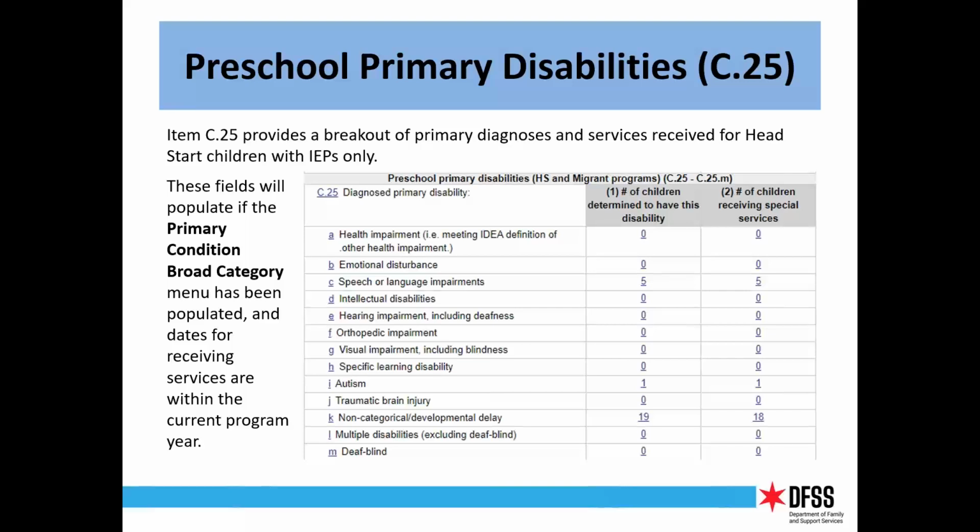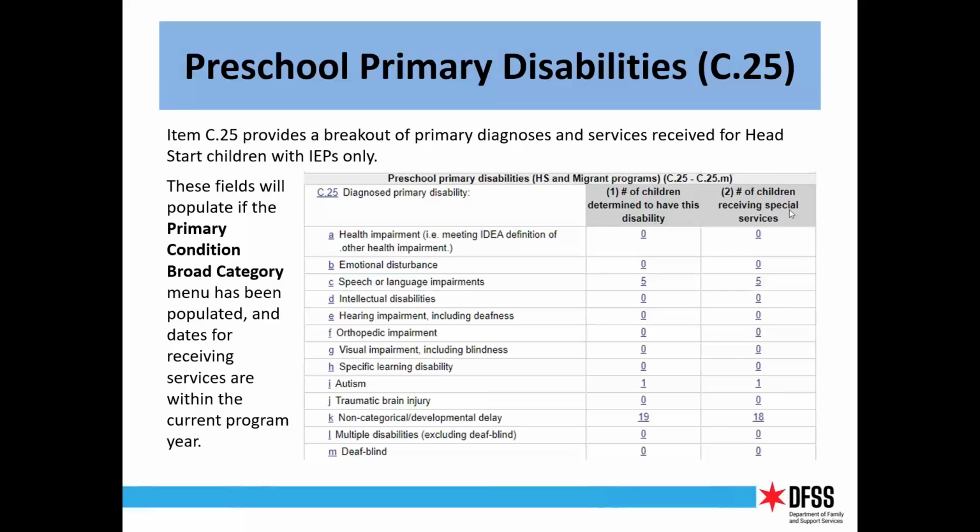Okay. And then we've got item C25, which provides a breakout of primary diagnoses and services, and this is for Head Start children with IEPs only. These fields will populate if the primary condition broad category field in the child's IEP section is populated, and then the dates for receiving services are within the current program year. So again, you make sure that all of that is filled out, and it should populate correctly on the PIR.